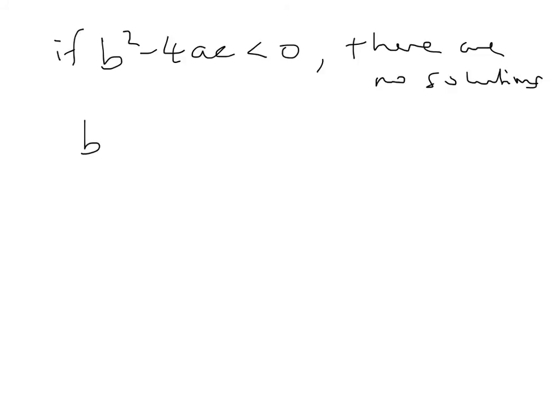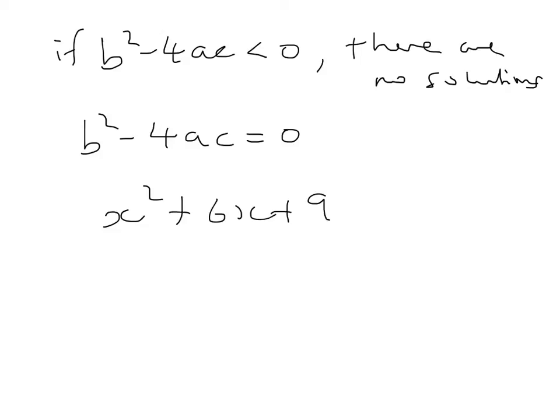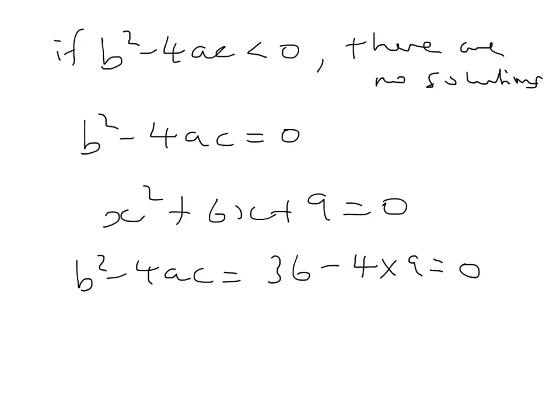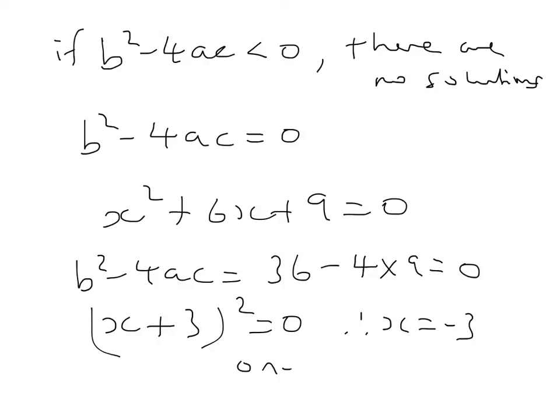And then the other thing that remains is obviously what happens if b squared minus 4ac equals 0. Let's consider x squared plus 6x plus 9 equals 0. b squared minus 4ac is 6 times 6 minus 4 times 1 times 9, that's 0. Let's think about factorising this. It's (x plus 3) squared. If (x plus 3) squared is 0, that means x equals minus 3. So there's just one solution.